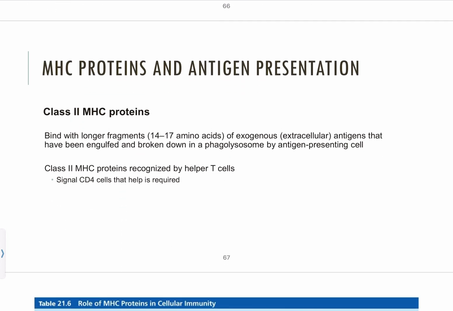Our class 2 MHC proteins, in contrast, are found only on antigen-presenting cells, so our APCs, such as our dendritic cells and macrophages and B cells that we talked about previously. And these are going to present exogenous antigens, which are foreign materials that they have engulfed and then were broken down by the antigen-presenting cell. And then these are going to be recognized by the CD4 helper T cells, which are then going to respond by activating other immune components.